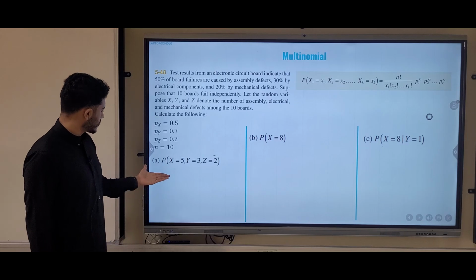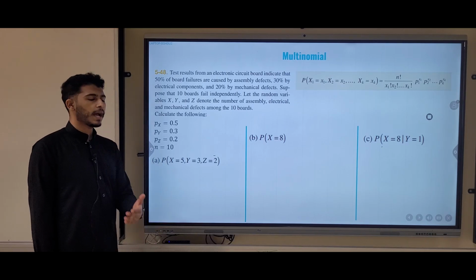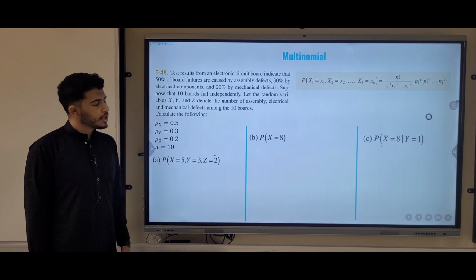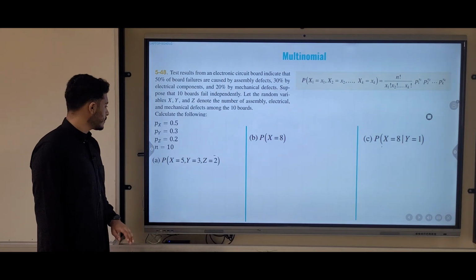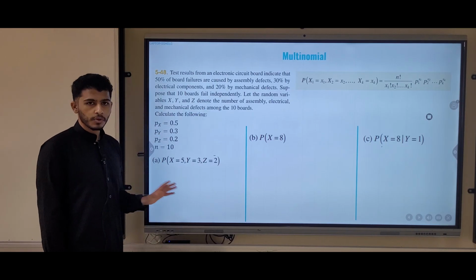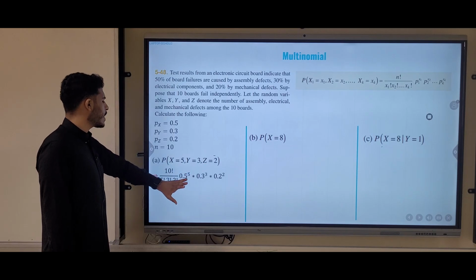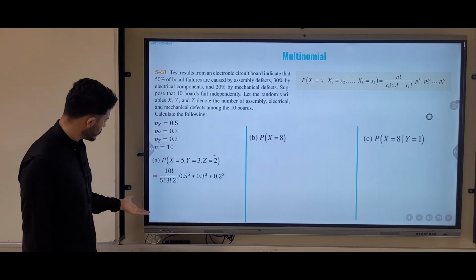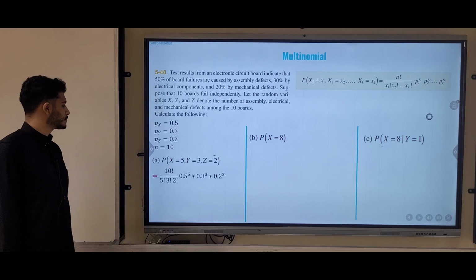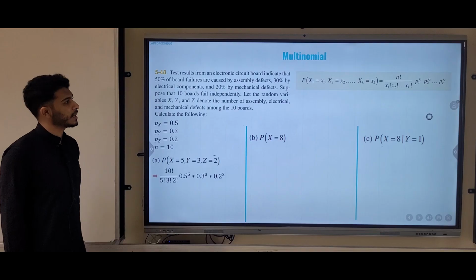The first part says, find the probability of capital X equals 5, capital Y equals 3, and capital Z equals 2. You have everything you need. You can solve it right away just by implementing the formula right there. There are no tricks about it. Maybe if you give it a look, you're able to produce the solution, and this is how you're going to solve it, just by implementing that formula right away.